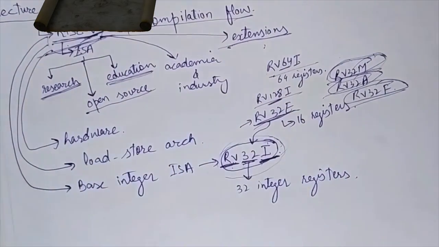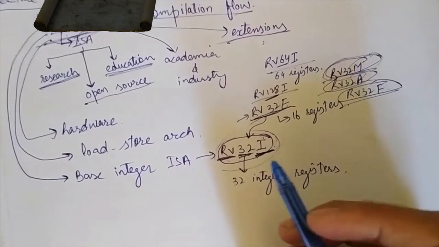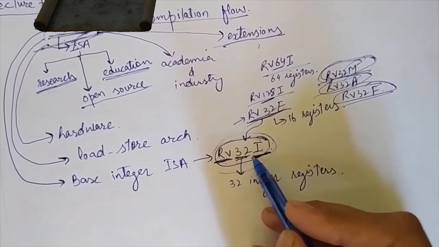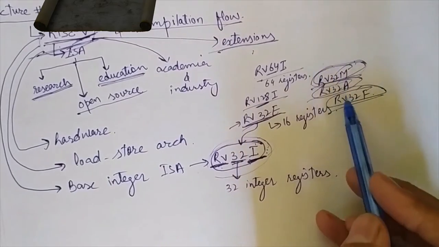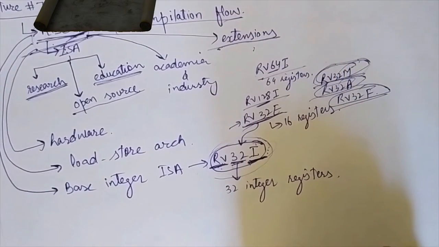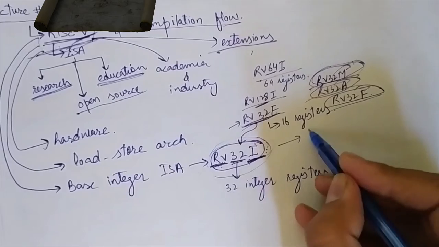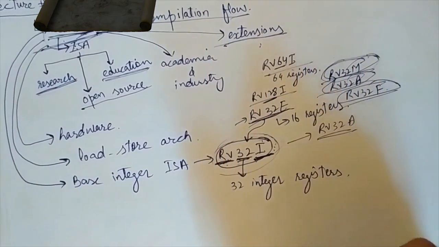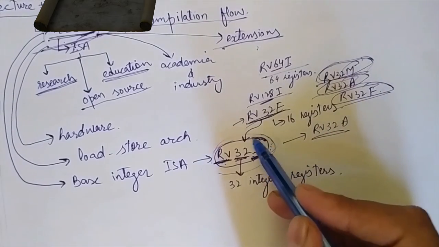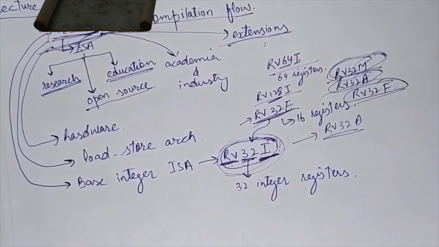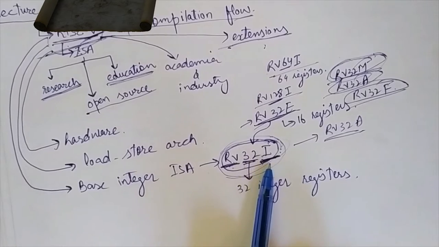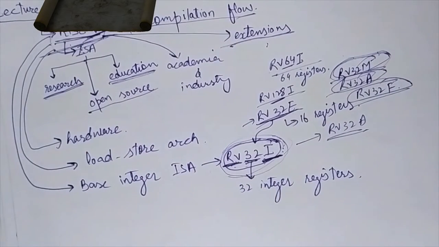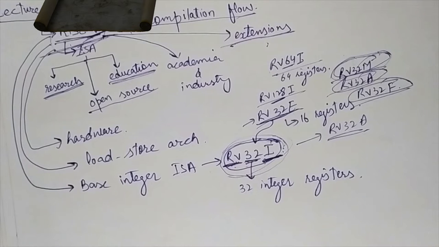So this RV32I is very important. As I said, this RV32I can simulate all the other extensions, except one extension, that is RV32A. Let's not focus on this particular one, but almost all other extensions, it can simulate. So this RV32I, we will be discussing in this particular lecture. We will understand the complete instructions that are available in RV32I.